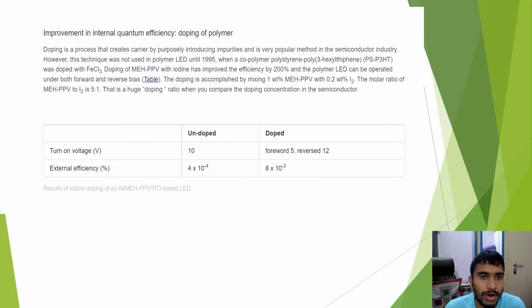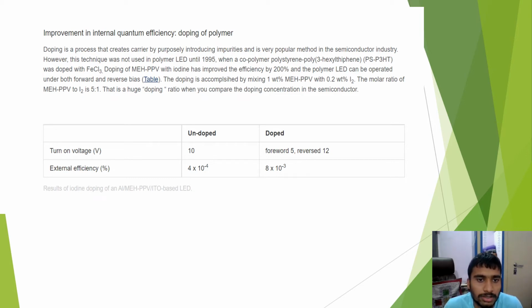Improvement in internal quantum efficiency: doping of polymer. Doping is a process that creates carriers by purposely introducing impurities and is a very popular method in the semiconductor industry. However, this technique was not used in polymer LEDs until 1995, when a copolymer, polystyrene poly-3-hexylthiophene (PS-P3HT), was doped with FeCl3.